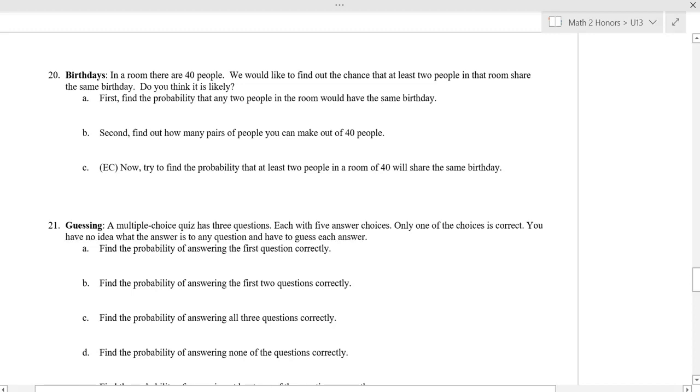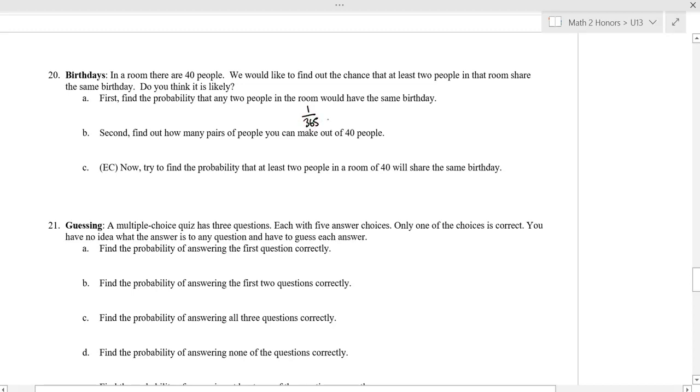So first, find the probability that any 2 people in the room would have the same birthday. Right, so let's say my birthday is August 3rd. And if I randomly pick another person, what's the probability that they have the same birthday as me? Well, there are 365 days in a year, so the chances are 1 out of 365.